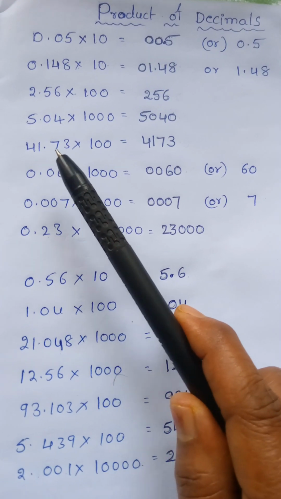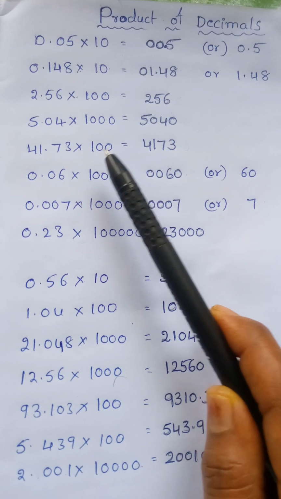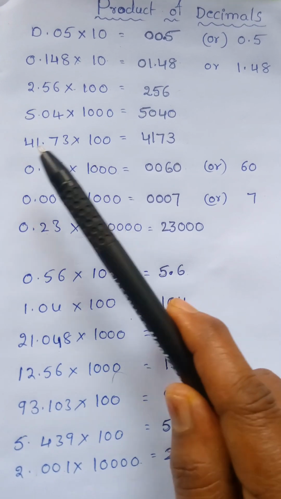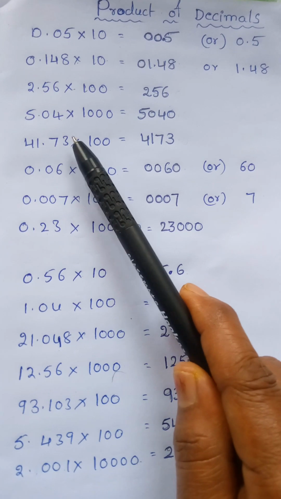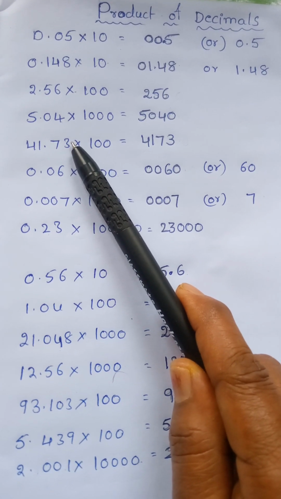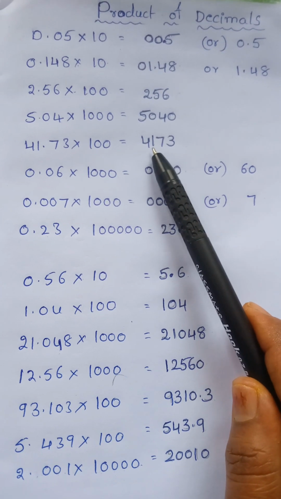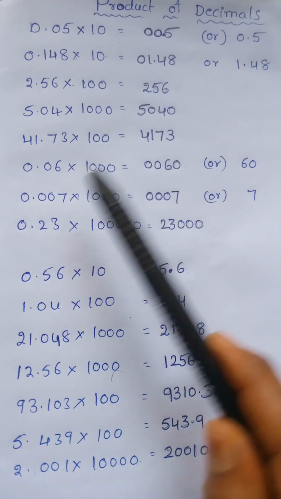Next, 41.73 into 100. In 100, 2 zeros. The decimal point moves 2 digits to the right side. 1, 2. The point comes here. 4173. The point is at the end only.